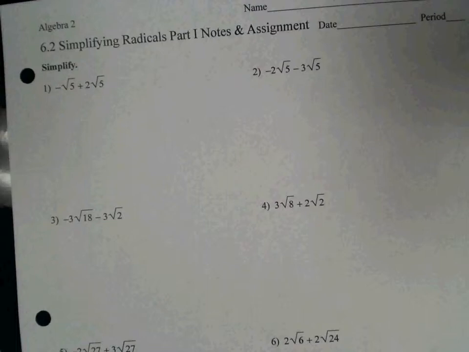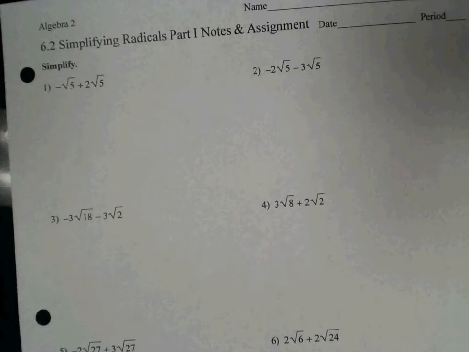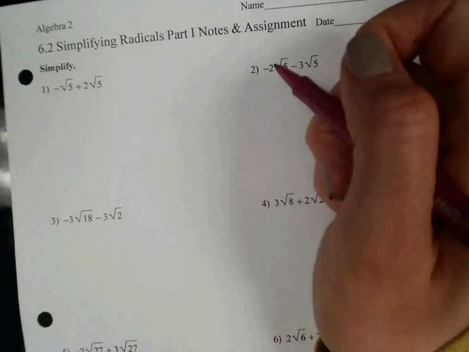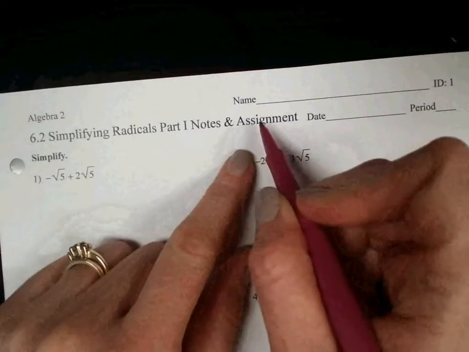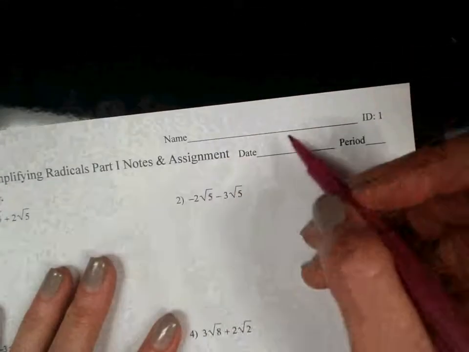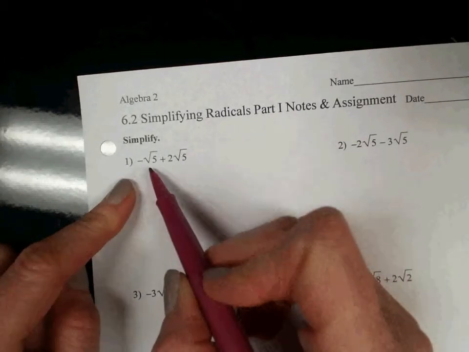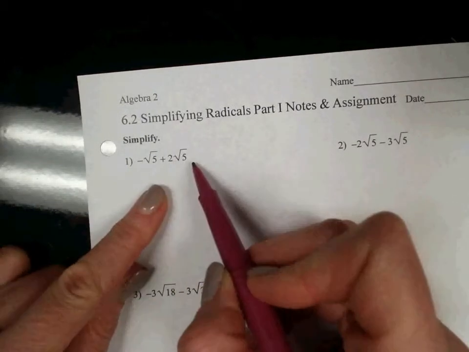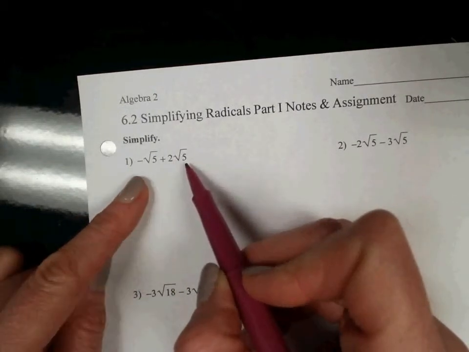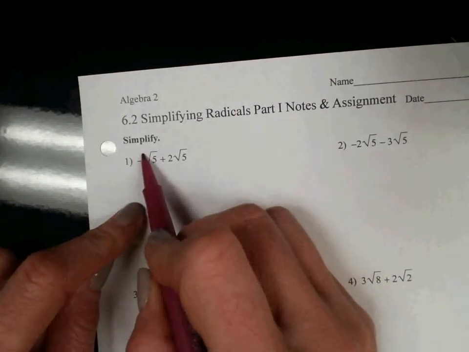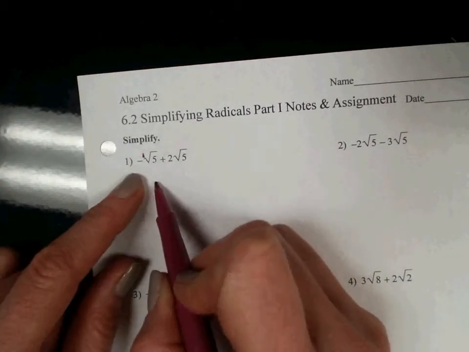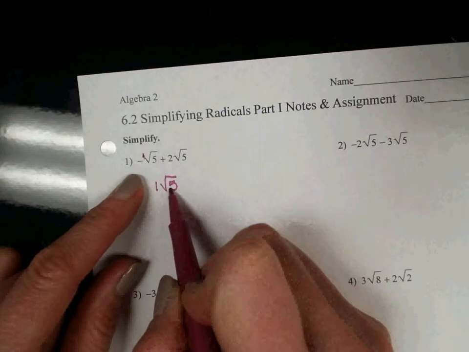Alright, so we are doing 6.2, Simplifying Radicals, Part 1 for this unit. Notes and assignment all in one. Number 1 is negative radical 5 plus 2 radical 5. The answer to this question is 1 radical 5, or just radical 5.